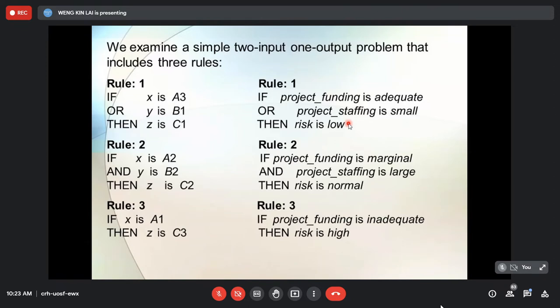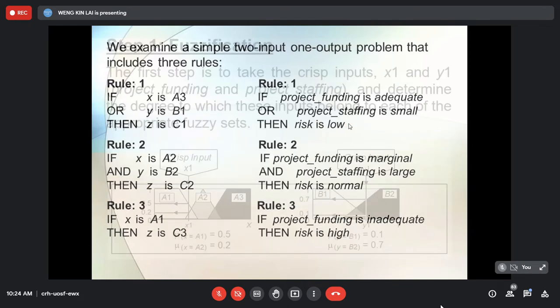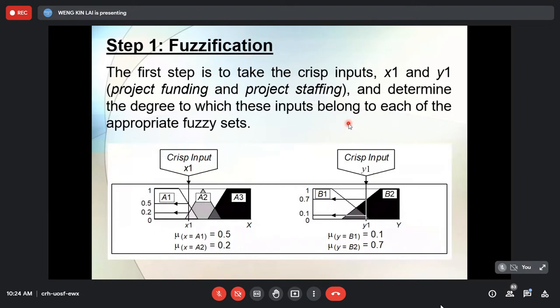But imagine talking to an expert who will tell you in terms of exotic Boolean functions. If the project is adequate, then there's this thing about exclusive NOR. Your project staffing is sufficient, is small, but the risk is low. So most experts don't talk in terms of those exotic terms. Right? So again, the overlap and no overlap, I think I've answered earlier on. Yao Xing, hopefully that's answered your question. Because the overlap is a separate issue. The OR and AND is again a separate issue, which we'll see later on.